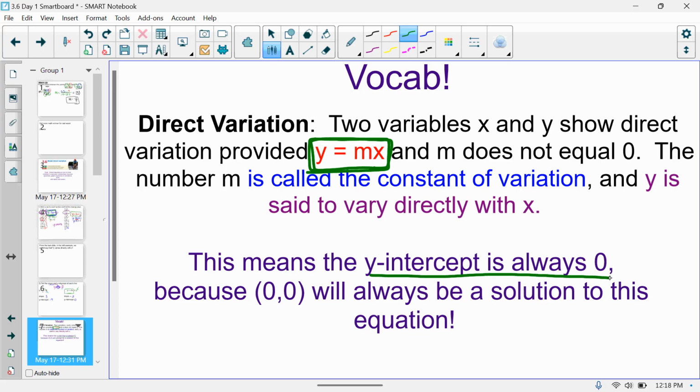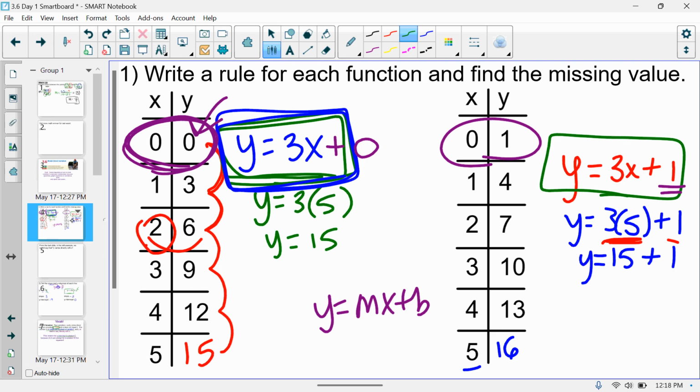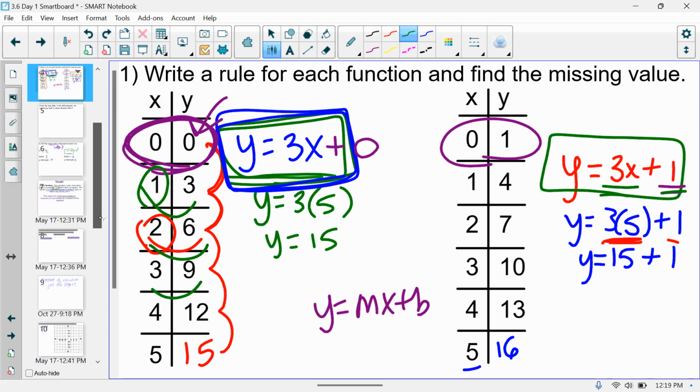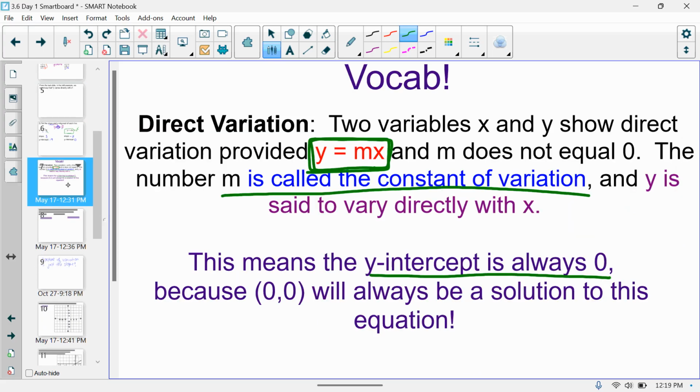M still stands for the slope, but we also call it the constant of variation in this case. I want to tell you why real quick back on this slide. Remember how all we were doing to get from here to here is multiplying by 3. That's it. That 3 is called the constant of variation, okay? This one's a little bit different because not only were we multiplying by 3, we're also adding 1. So we don't really call it the constant of variation in that situation because it's not direct variation, okay?